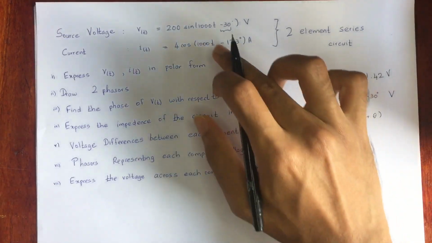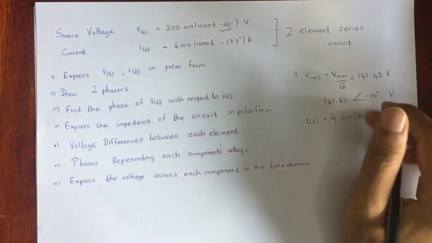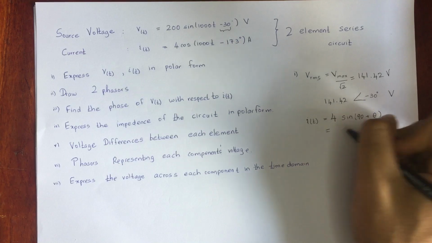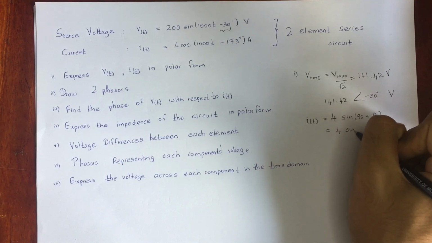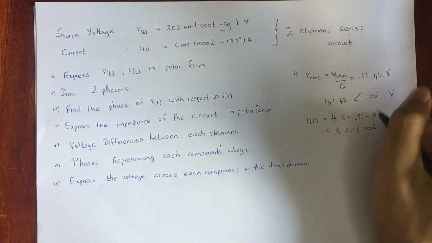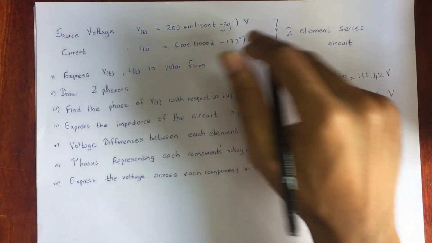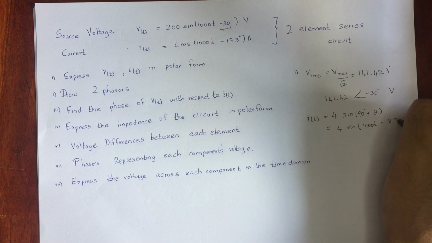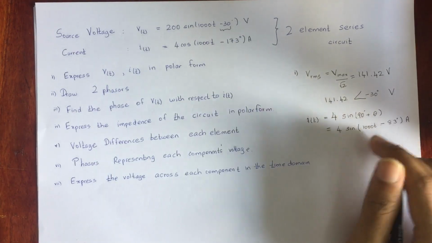If we directly substitute 1000t minus 173 here, we get sine(1000t, with the 90 angle added). If we add that, we get minus 83. Yes, minus 83 ampere. So now we have got the equation.